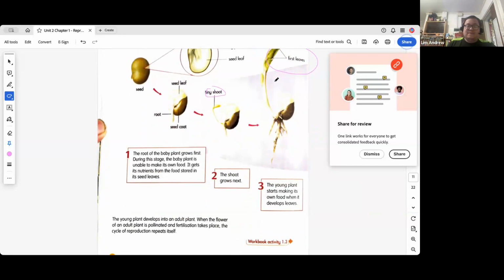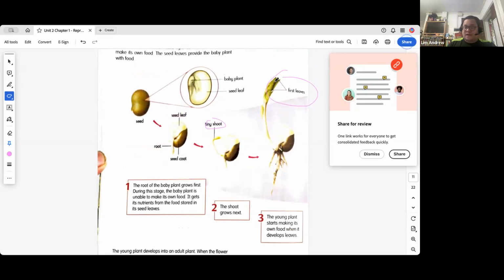The young plants will then develop into adult plants, and once the flower of the adult plant is pollinated and fertilization occurs, the whole life cycle will repeat itself. So that's how the life cycle of a plant works.